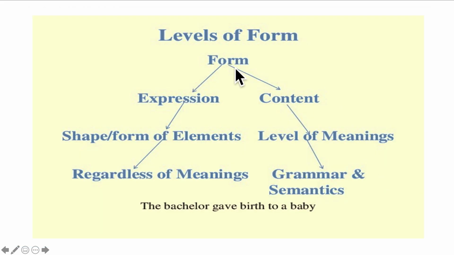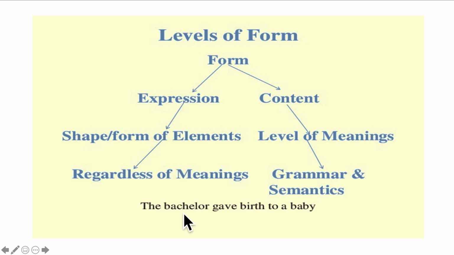Levels of form: form has two steps. Expression is the shape, the form of the element, regardless of meaning. Then there is the level of meaning, which is grammar and semantics. With expression, you can express what you like. Sometimes your sentence is structurally correct, the shape and the form are correct, but it does not give any meaning.